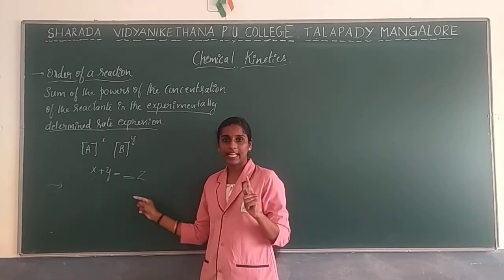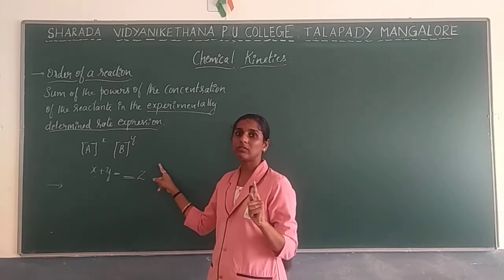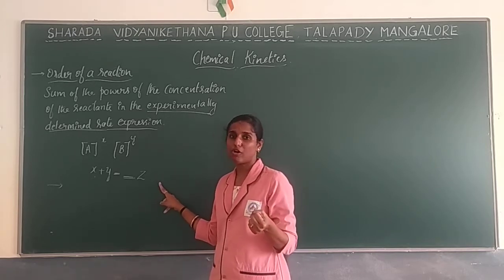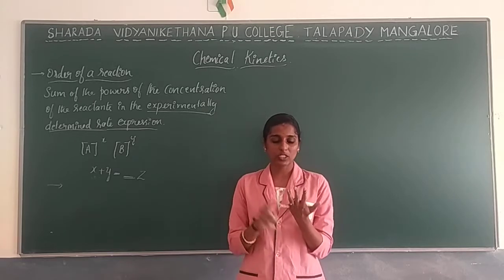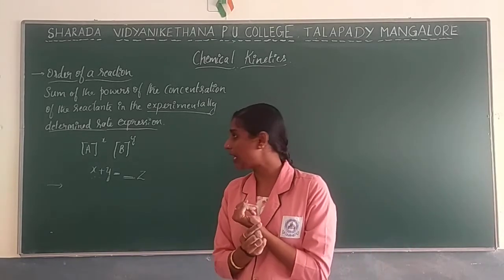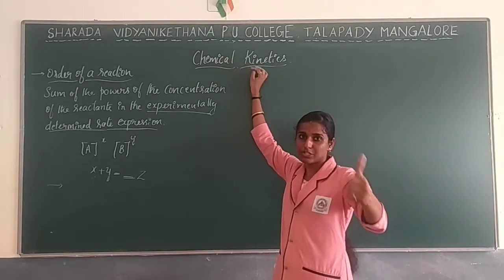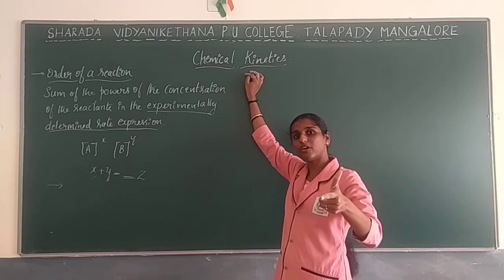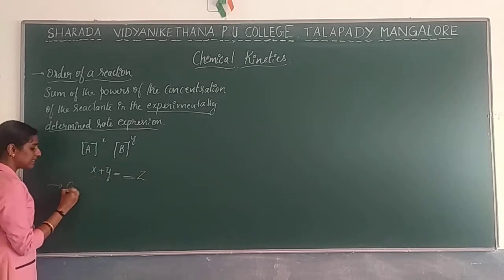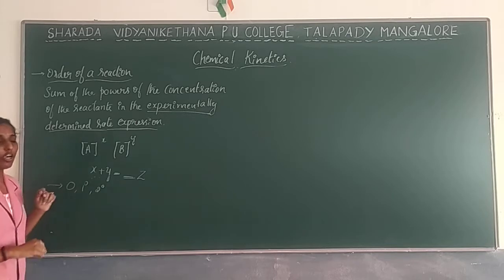If you don't get any exponent with the experimental value, the order of the reaction is considered 0. Sometimes you also get a fractional value. So the order of reaction can be primary, secondary, tertiary, 0 or fractional. Under this chapter you will learn zero order, primary order and secondary order of a reaction, which is very important.